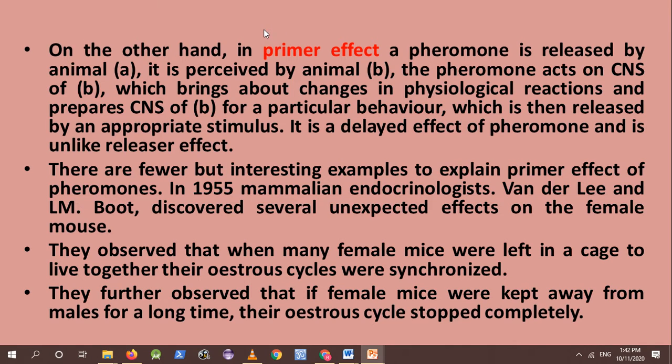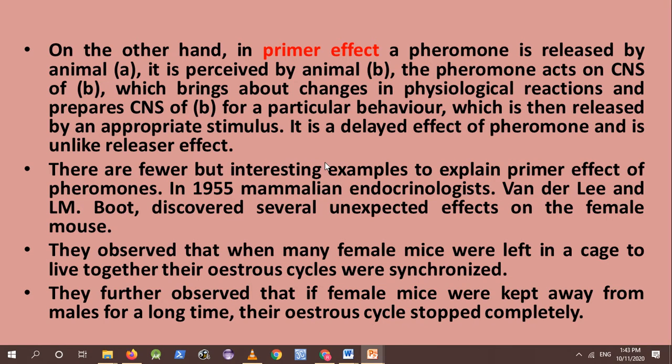Now let us take examples of the primer effect. In the primer effect, a pheromone is released by animal A. It is perceived by animal B. It acts on the central nervous system of B and brings change not immediately in the behavior, but in the physiology of the receiver or recipient, and that physiological change is released by an appropriate stimulus and then the behavior will change. So it is a delayed effect of the pheromone.